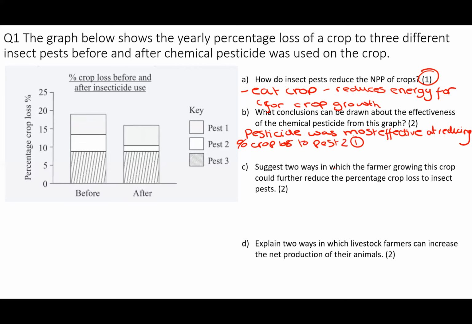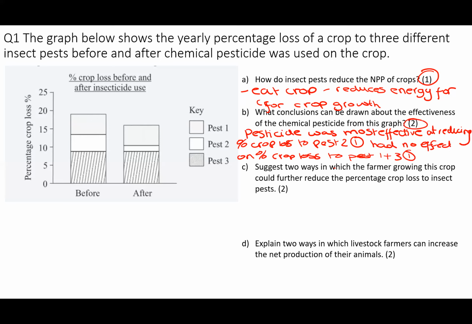1 mark, and now you need to mention the other 2 pests. So it had no effect on percentage crop loss to pest 1. Oh, that's pest 1 and 3. That gets you the 2nd mark.